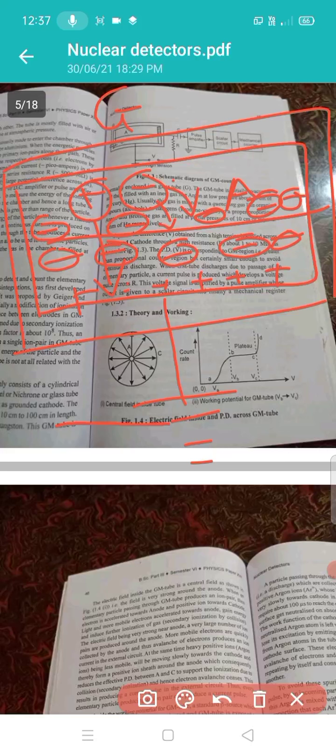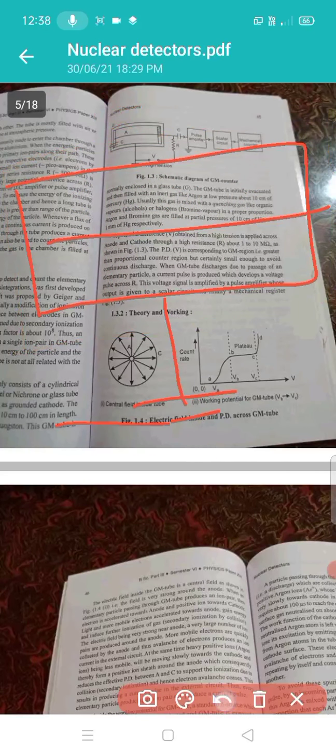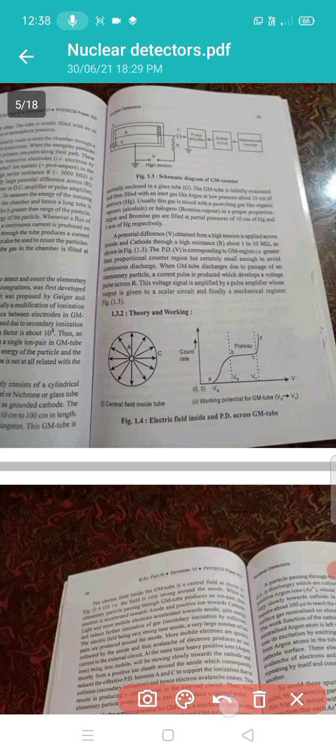The counter starts recording the pulses at V equal to VA, which increases with the voltage. See here we have a diagram of the working potential for the GM tube.